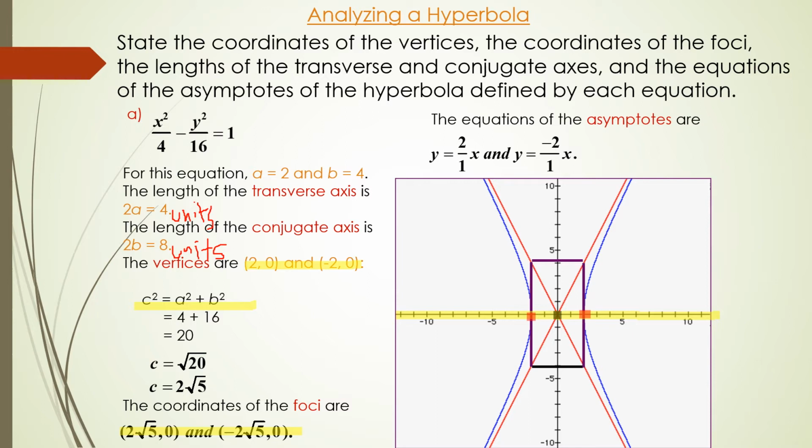Next, go to your conjugate axis from the center: 1, 2, 3, 4. This is 8 units in total. Of course, 1, 2 and 1, 2, that is 4 units each. But we only take 4 because it is B, not 2B. B is just equal to 4. So what we do is take 4 units upward: 1, 2, 3, 4.